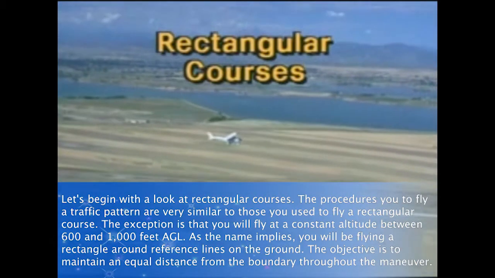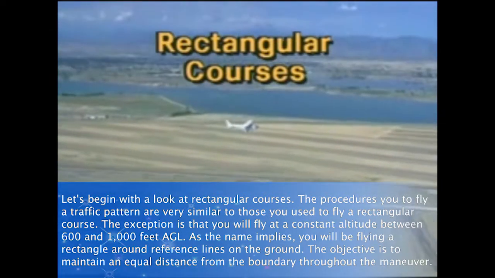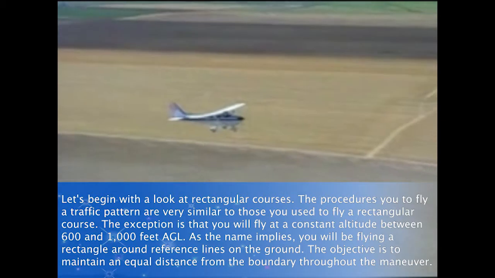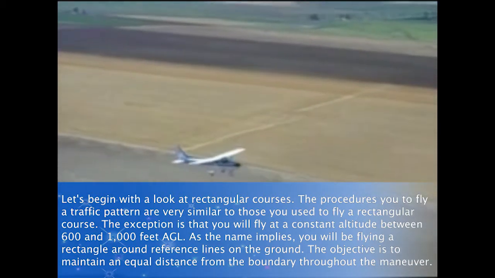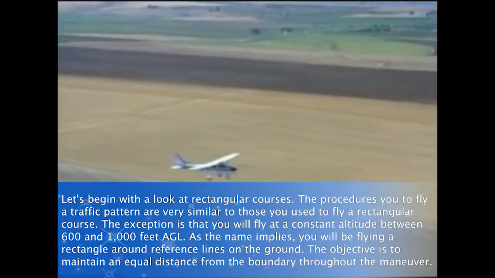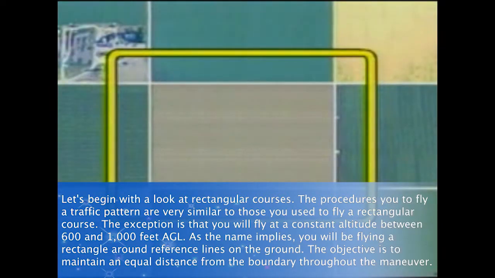Let's begin with a look at rectangular courses. The procedures you use to fly a traffic pattern are very similar to those you'll use to fly a rectangular course. The exception is that you'll fly at a constant altitude between 600 and 1,000 feet AGL. As the name implies, you'll be flying a rectangle around reference lines on the ground.